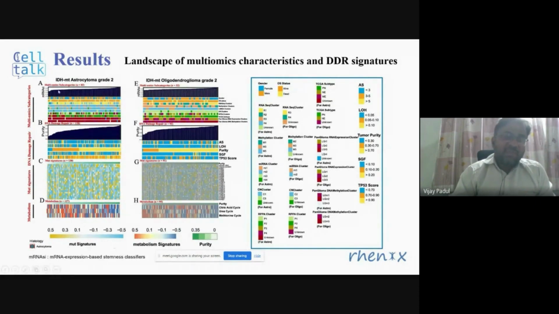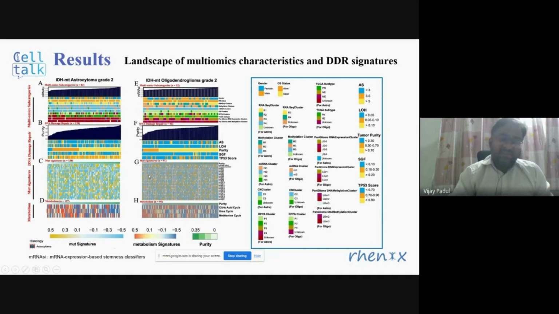glioma subtype. So here it shows its proportion, and then in the second panel it shows the clinical characteristics of that particular patient, such as gender, then RNA-seq clusters, and then TCGA subtype, histology, etc. Then in the next panel, it shows the correlation of the purity and the DNA damage repair pathways. So here, loss of heterozygosity, purity, subgenomic fraction, and TP53 scores. These different scores were calculated statistically, and their correlation with the tumor purity was analyzed.